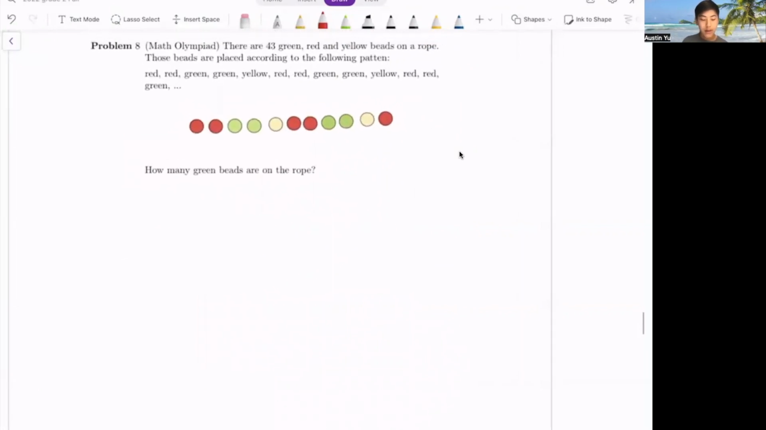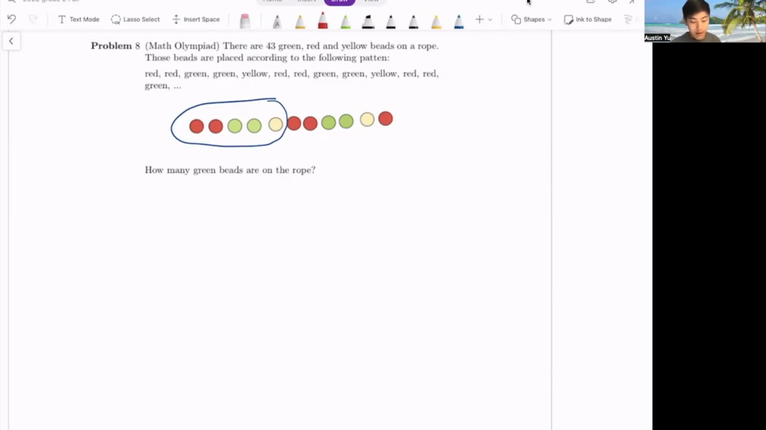Problem 8. There are 43 green, red, and yellow beads on a rope. Those beads are placed according to the following pattern: red, red, green, green, yellow, red, red, green, green, yellow, red, red, green, and so on. How many green beads are on the rope? We have to look for the pattern in this, which is just quickly 5 beads in a pattern: 2 red, 2 green, and 1 yellow.